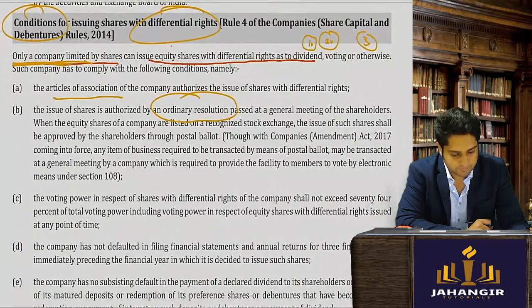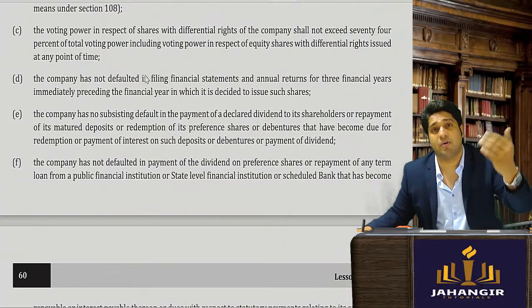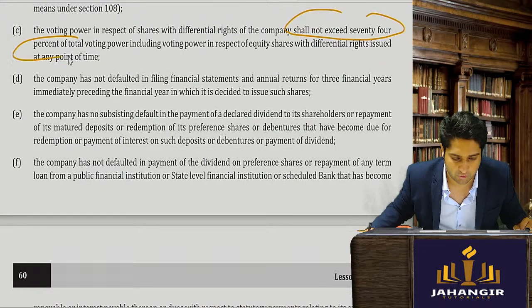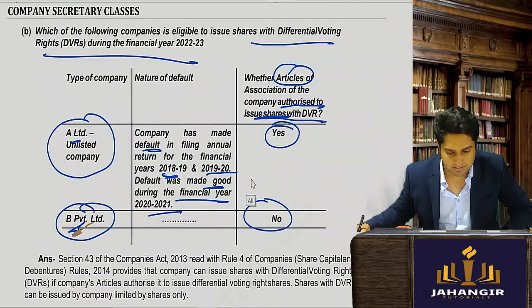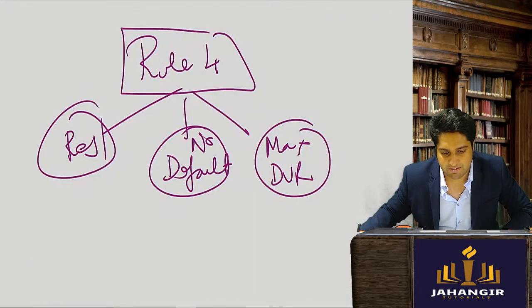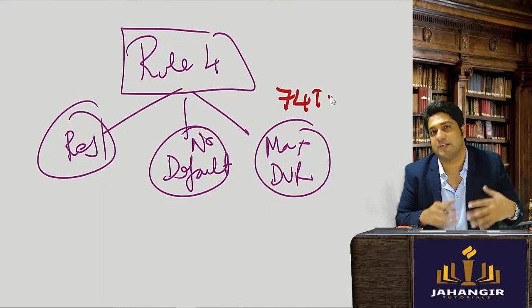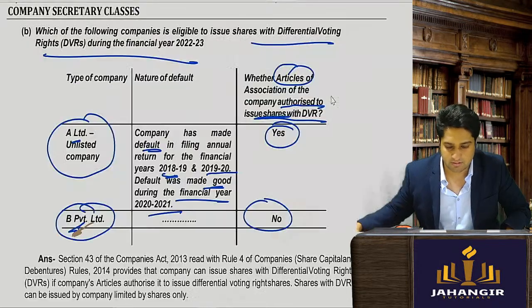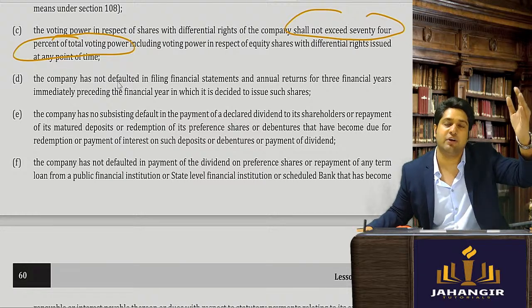Next, if you go to see, what is the maximum amount of DVRs that can be issued? It shall not exceed 74% of the total voting power. So the maximum is how much? 74%. Now everyone in the company cannot have special voting rights. So the maximum that you can issue is 74%. Then they talk about default.